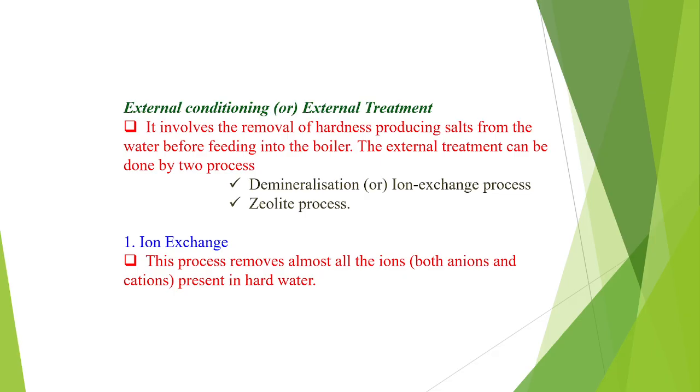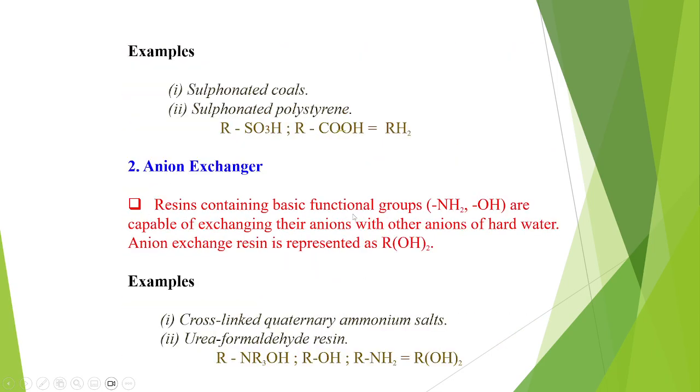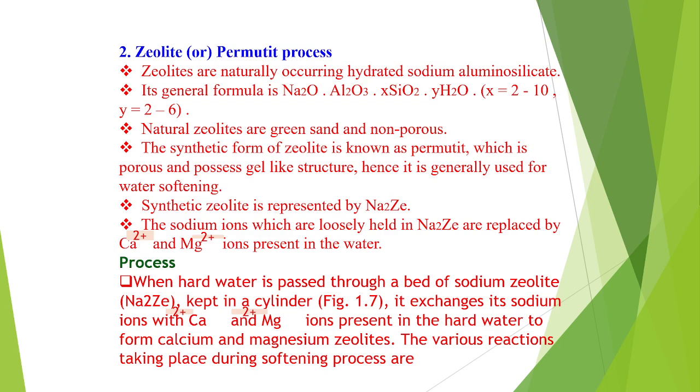I hope you all know that hot water is not directly taken into the boiler because it makes so many troubles. External treatment is one among the processes used to remove all the harm-causing agents before the water is taken into the boiler. There are two processes involved in external treatment. One is the ion exchange process and another one is the zeolite process. Let's see the zeolite process first.